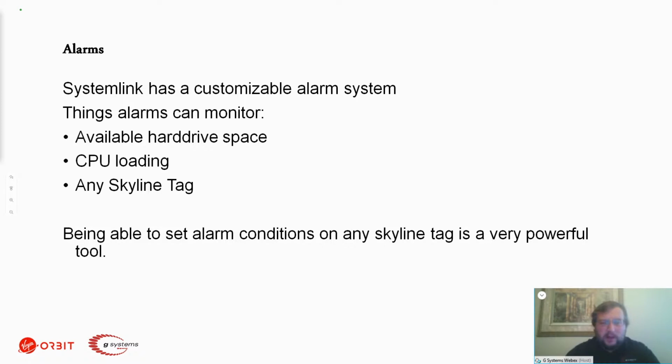Okay, so again, things that you can monitor are your available hard drive space, your CPU loading, or any Skyline tag. Some of the new cRIO chassis will actually go through and populate a very large number of very interesting tags for you. So if you've ever had that situation where you're even just in development, and you're wanting to see, hey, am I running into a problem of mine or spiking my memory usage, things like that, those are already in there. So this is also a very useful tool for simply just under development.